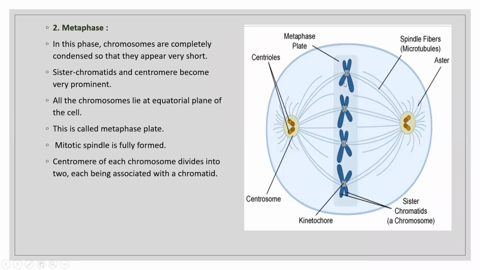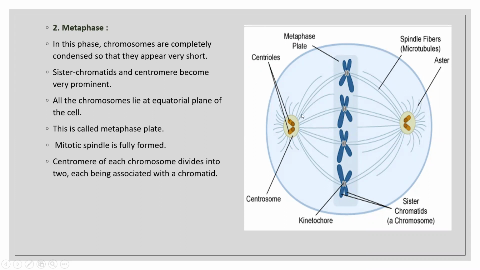And this plate is called the metaphase plate, or it is also called the equatorial plate. So all the chromosomes arrange themselves at the equatorial plate or metaphase plate. The mitotic spindle is fully formed. You can see in the previous phase, that is prophase, we had seen that the centrioles move to the opposite poles. These are the opposite poles of the cell, and this is the equator.